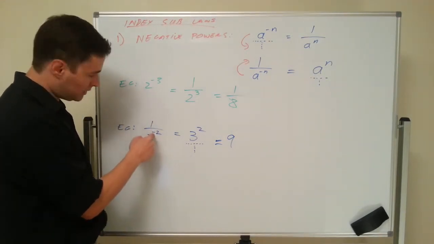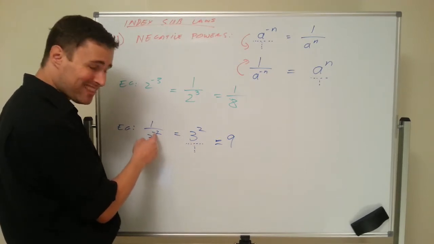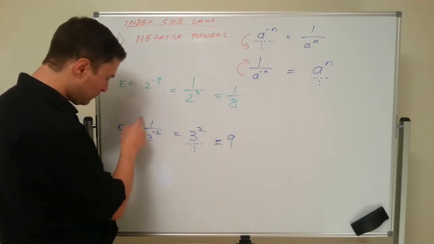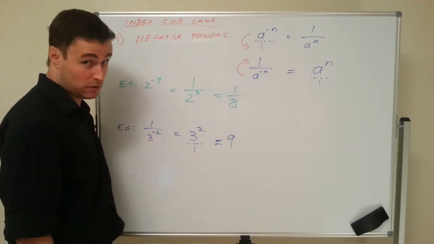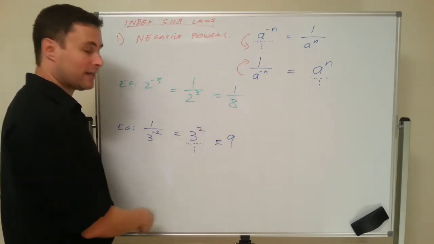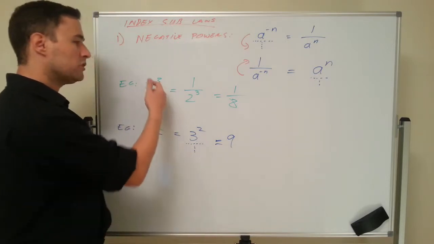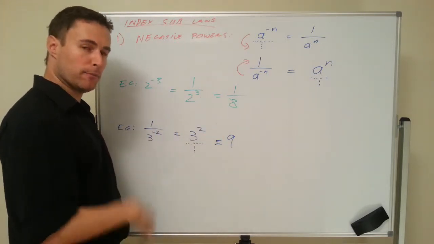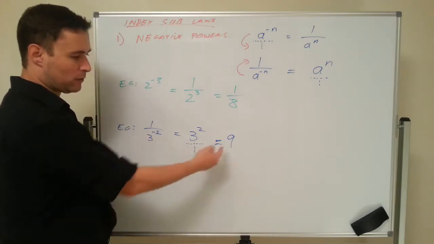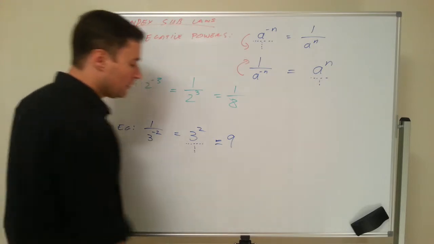Please notice, this negative here has got nothing to do with the sign of the thing. Look, positive 9, positive a third to the negative 2. Positive 2 to the negative 3, positive 1/8. It does not change the sign of the number. It just changes its position, above or below the divide line. Be careful about that. A lot of people make the mistake and call this negative 9. So nothing to do with the sign.